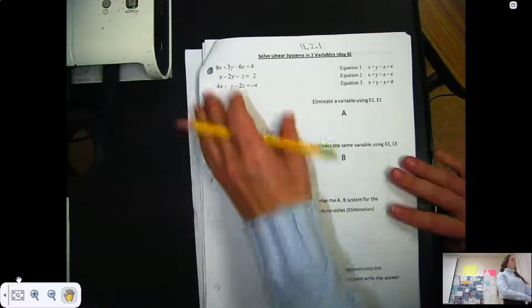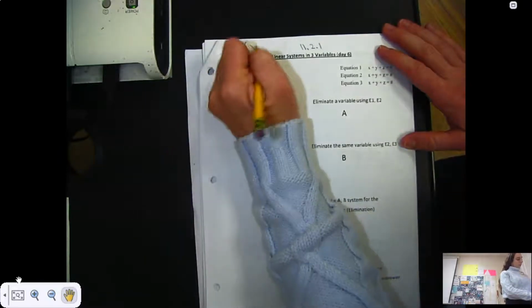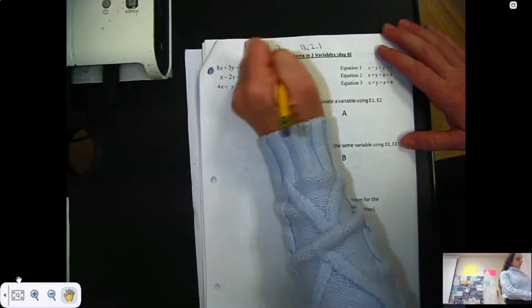So this problem will take up this much space, okay? Before I get into this problem, I want you to look. There's an X, there's a Y, there's a Z. That means the final answer will be X, comma Y, comma Z. So let's remember things that we used to do.